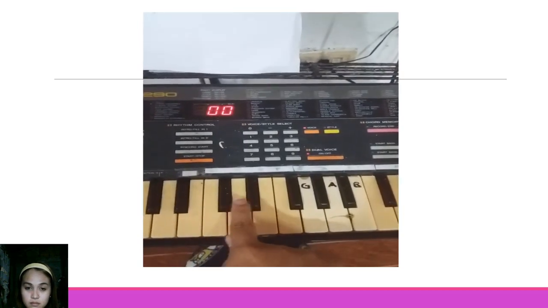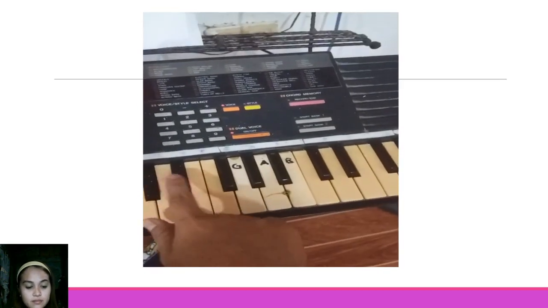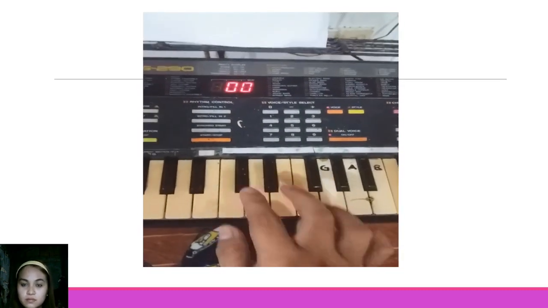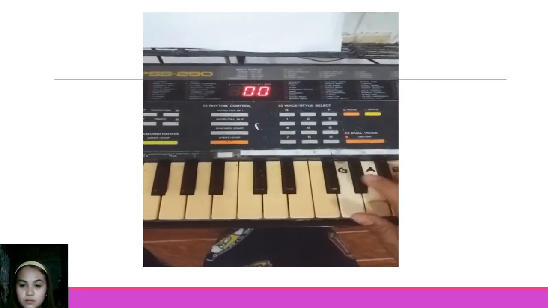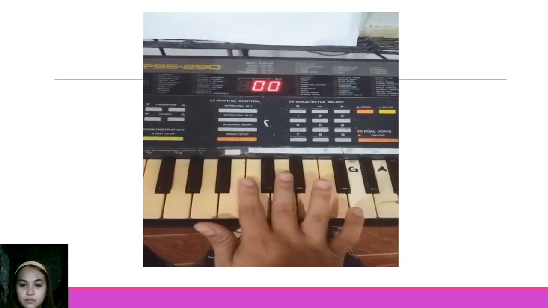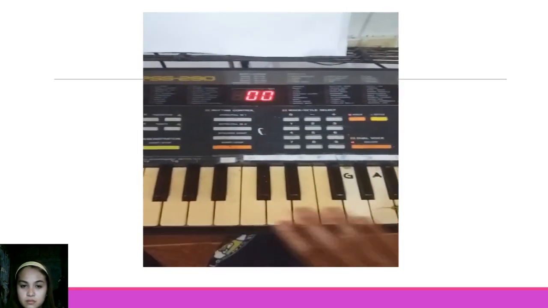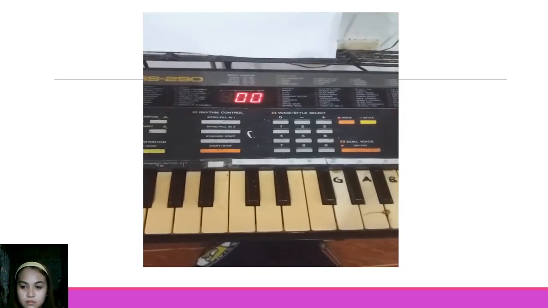These black keys, 5 black keys, are called the sharps and flats. So, sharps and flats are the ones on top. How about the white keys? These white ones. So, they are the natural keys.